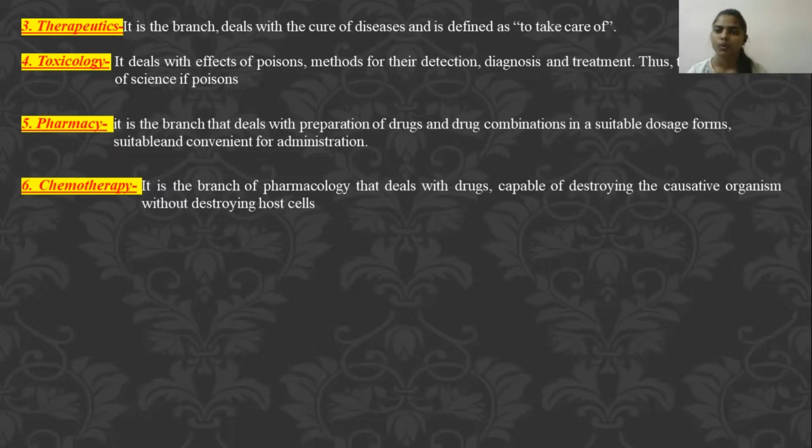Means the host cell is there, as it is, without destroying them. It will cause the causative organism to be there. We can use it as chemotherapy.